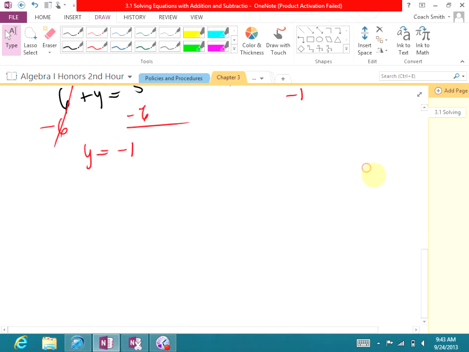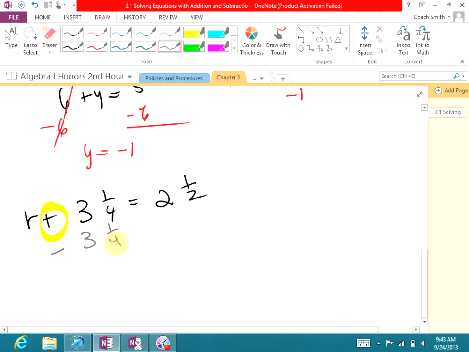Now, this process doesn't change to solve equations if we put fractions in here. It doesn't change the process. We want to do the inverse operation of addition. The inverse of addition is subtraction. So we're going to subtract 3 1/4 from both sides. On the left side, it cancels out, because when I add 3 1/4 and then subtract 3 1/4, those two cancel each other.